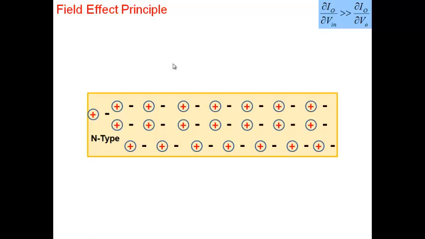Alright, so with that background, with that reminder, let's look at a transistor which we call a MOSFET. If you expand the word MOSFET, it is metal oxide semiconductor field effect transistor. So the first thing to understand is this field effect principle. What do we mean by a field effect transistor?